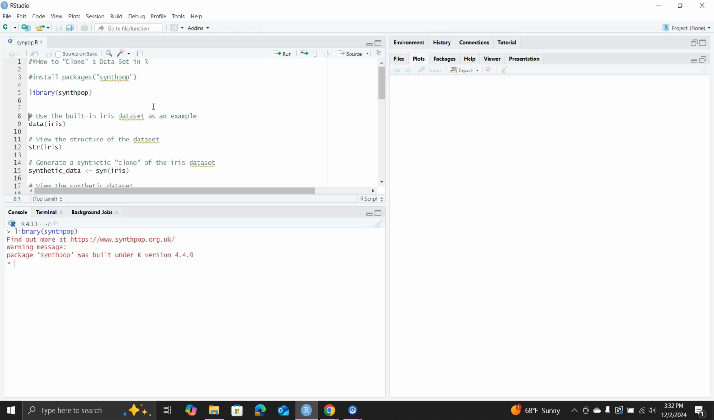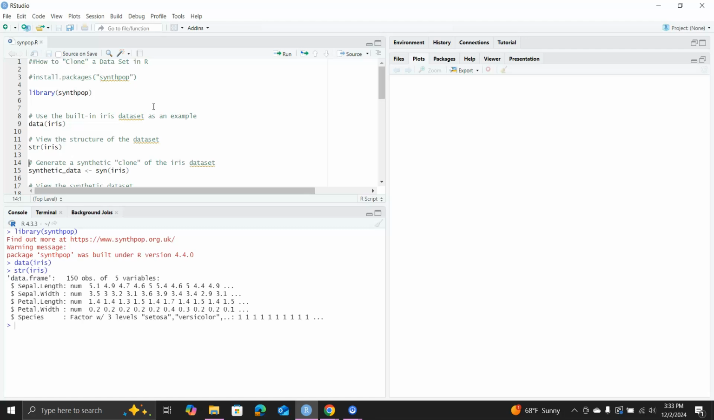So then you can load the library. And let's use the built-in iris dataset in R as an example. So load that in and take a look at the structure of the dataset. There are 5 variables, 4 numerical ones and 1 factor, and 150 observations.